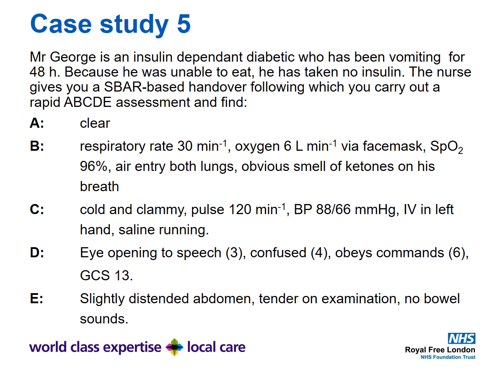Respiratory rate is 30. Oxygen 6 litres per minute via a face mask with sats of 96. There's good air entry on both sides, but you can smell ketones. So just focusing on that for a moment, there's an elevated respiratory rate, but his oxygenation appears normal, and this is a relatively common finding in the condition, which I'm sure you are aware is DKA, diabetic ketoacidosis.